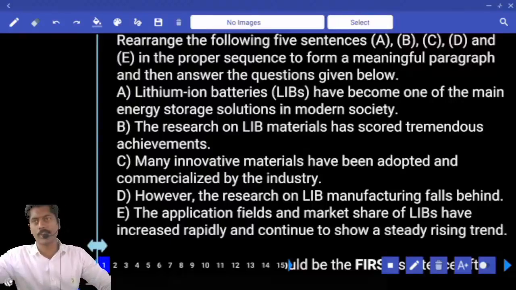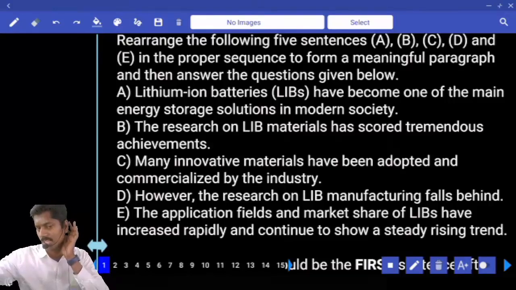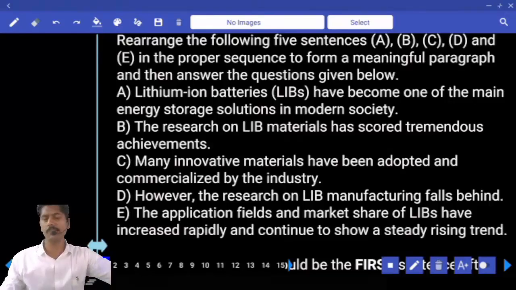First section is rearrangement of sentences. We need to rearrange A, B, C, D, E into proper meaningful order. Look at A.